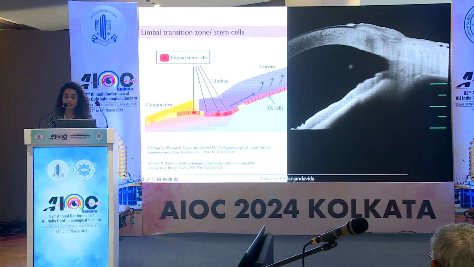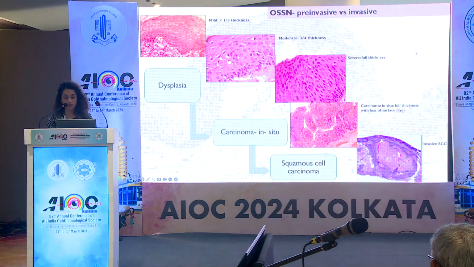So as you can see here, this is an ASOCT where you can see the limbus is involved, where the tumor is extending into the cornea and into the conjunctiva. So ocular surface squamous neoplasia is a spectrum. The spectrum involves dysplasia at one end, which can be mild, moderate, and severe. Then it goes to carcinoma in situ, and further to invasive squamous cell carcinoma. So we have a pre-invasive OSSN and an invasive OSSN.